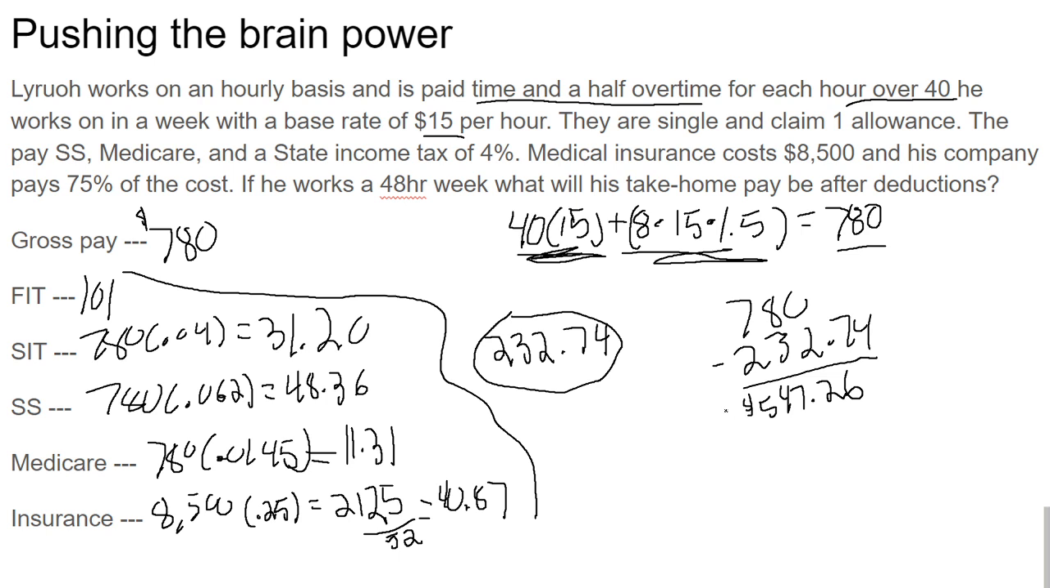$547.26. So that was probably one of the longer problems, obviously, but it took just a little bit of brain power. And again, it's nothing quote unquote new, but it is tying everything together here. So that's again the hardest it will get usually, and it's all stuff we've done individually. We've done FIT, we've done SIT, we've done Social Security, we've done Medicare, we've done insurance. It's just doing them back to back to back. It takes some time, takes some getting used to, but again, that's why we practice.